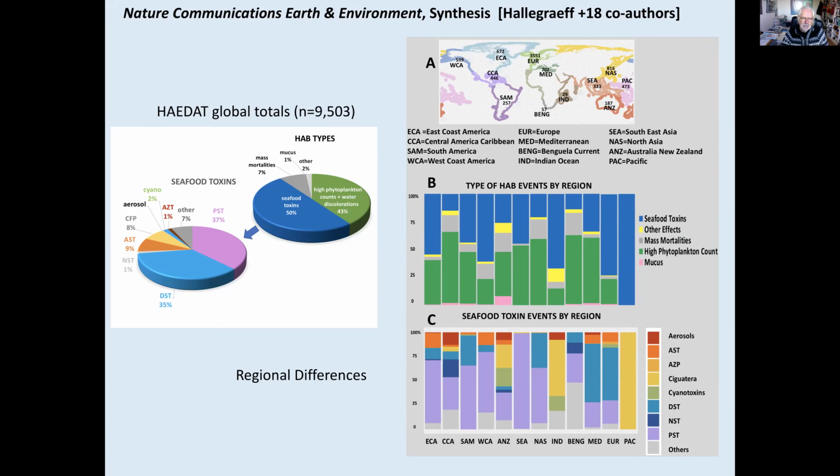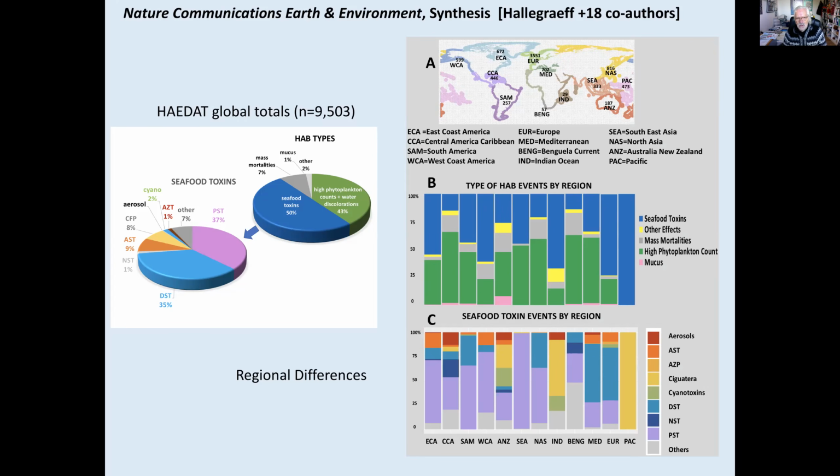About half of them are high phytoplankton abundances and water discolorations, but also mass mortalities, mucus, and the other half are seafood toxins. And the seafood toxins partition here in 37% paralytic shellfish toxins, about an equal number of diarrhetic shellfish toxins, and lesser numbers of other toxin syndromes like amnesic shellfish toxins, ciguatera, cyanotoxins, and so on.